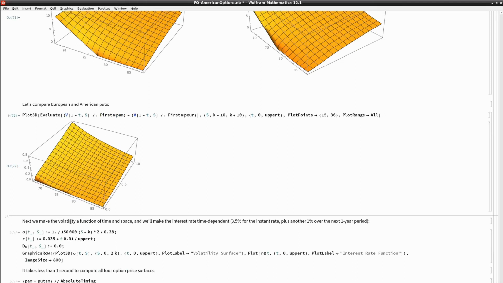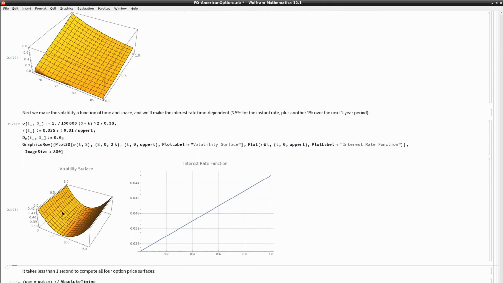Okay, next we want to make volatility a function of time and space, as we've discussed before, and we want to make the interest rate time dependent. And I'll just set up the 3.5% interest rate plus another 1% over the next 1 year period. I'll just define it here and I plot it.